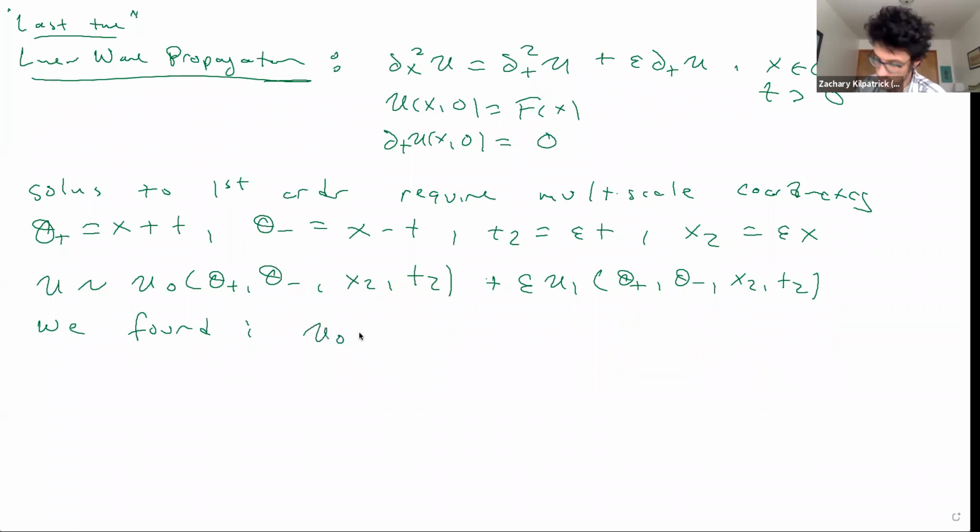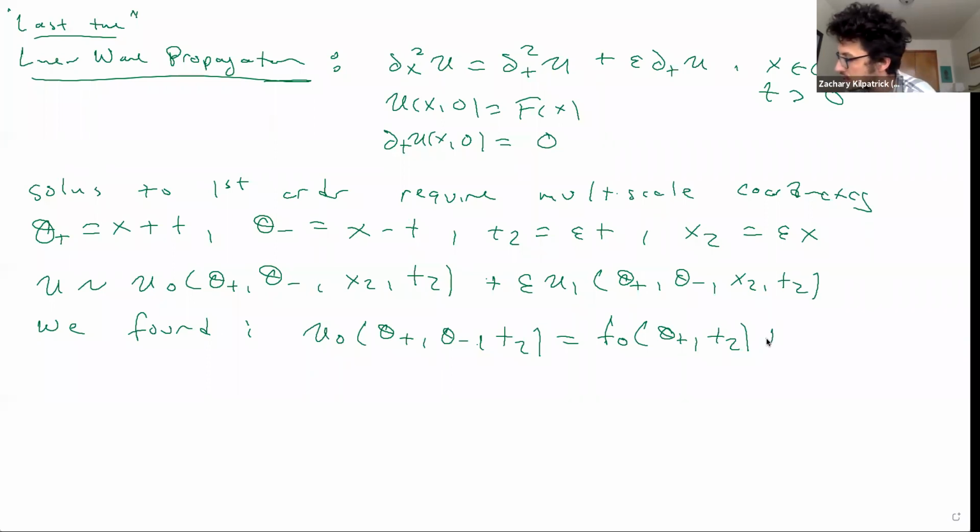And what we found in general is that U0 is actually just a function of T2. That's sufficient. And our general solution to the wave equation now, instead of it just being a function of the two characteristics added together, it's a function of the two characteristics and this slow time scale. So you're going to have some slow time scale modulation of the terms involving each of the characteristics.